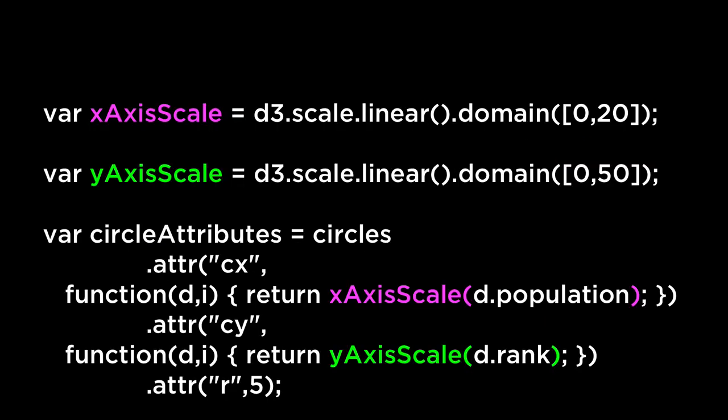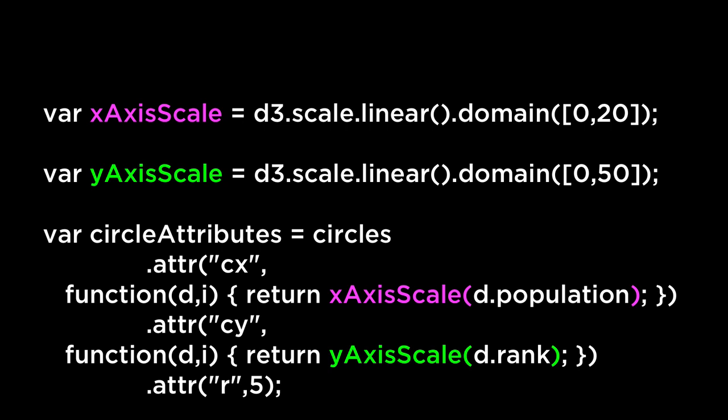The x-axis scale is used to scale the bound data for the cx point. In this case, the population is the x variable, so we use the dot notation to get that population value out of the JSON object. The y-axis scale is used to scale the bound data for the cy point. In this case, the rank is the y-axis variable, so we use the dot notation to get the rank value out of the JSON object.